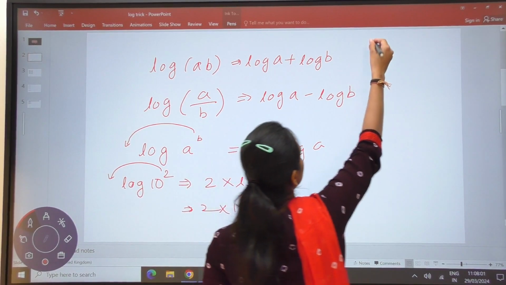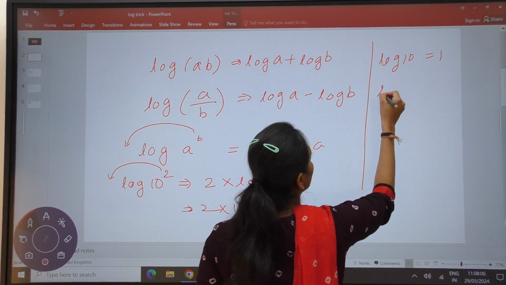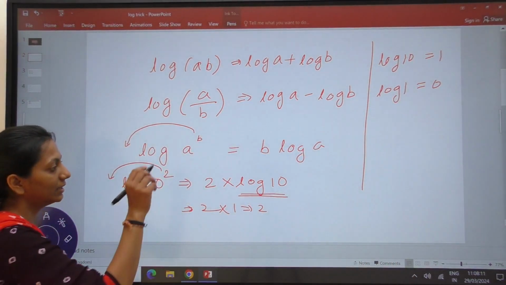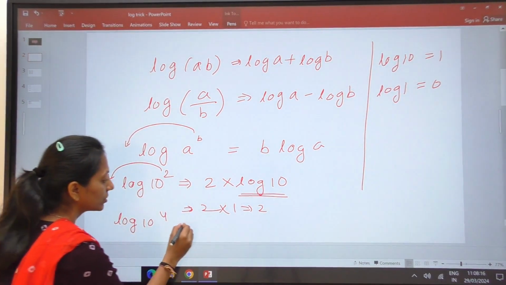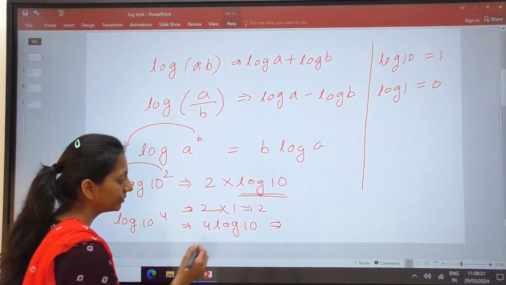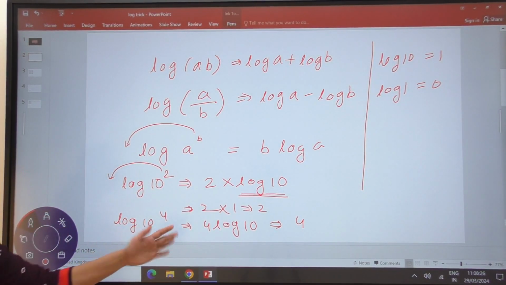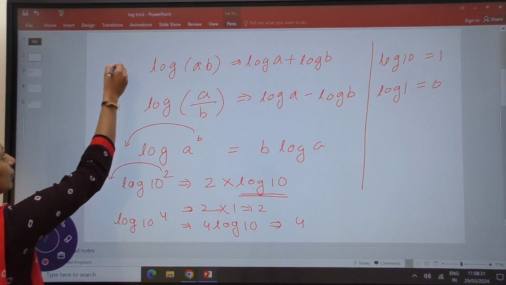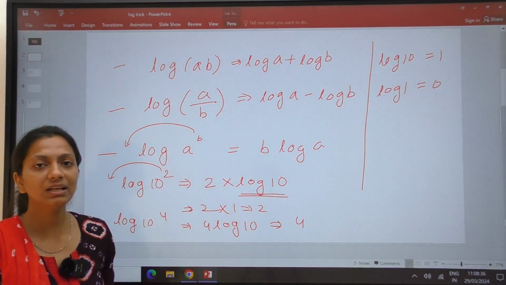One more thing to keep in mind is that log 10 has the value 1. Log 1 has the value equal to 0, not any other number. Suppose we are given log 10 raised to the power 4. We put 4 before the log, and then we can solve. The value of log 10 is 1, so we will have 4. In this way we can find the value of the log using these 3 formulas: 1, 2 and 3. These 3 formulas we should keep in mind before solving the questions.